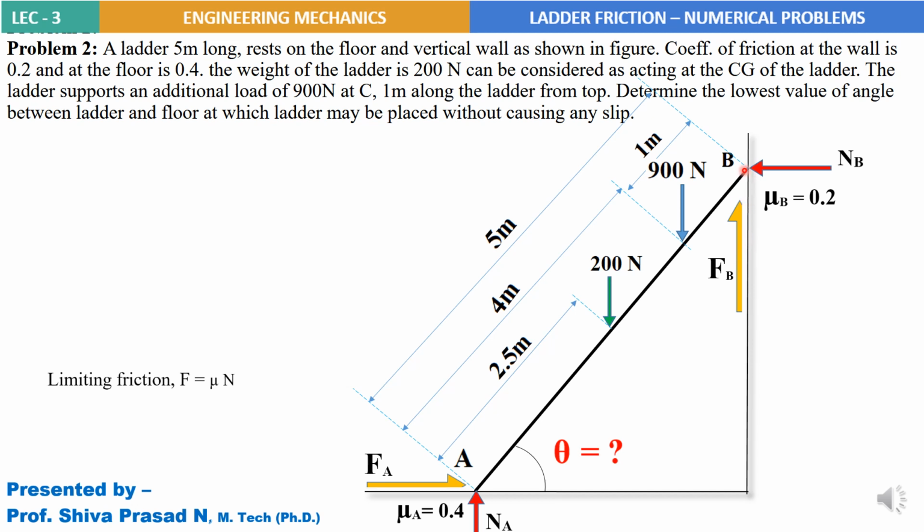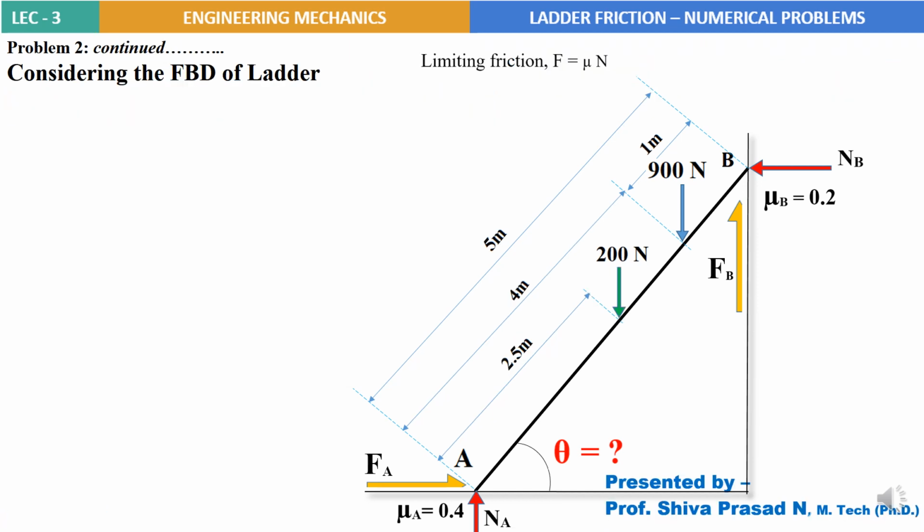So this downward motion of the ladder is prevented by upward frictional force FB, so upward direction. So this completes the free body diagram for this given problem. So now, considering this free body diagram of the ladder, let's apply the conditions of equilibrium. That is 3 conditions of equilibrium: sigma V equal to 0, sigma H equal to 0, and algebraic sum of moments about a given point equal to 0.